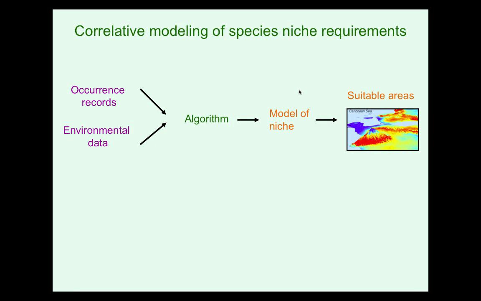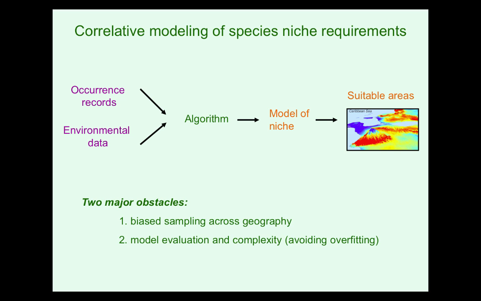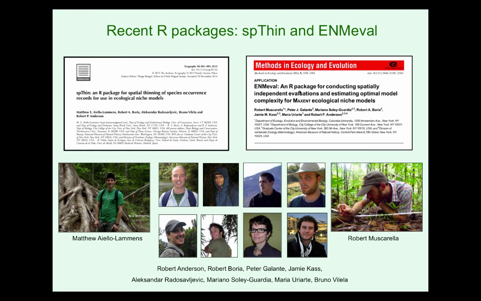One of the most important uses of GBIF data is to model species niches and potential distributional areas, which have been used tremendously in basic and applied environmental biology. Two of the major obstacles that hinder such models are biased sampling across geography and our ability to quantify model performance and estimate optimal model complexity. Recently, we were part of groups that produced two R packages that automate solutions to these problems.